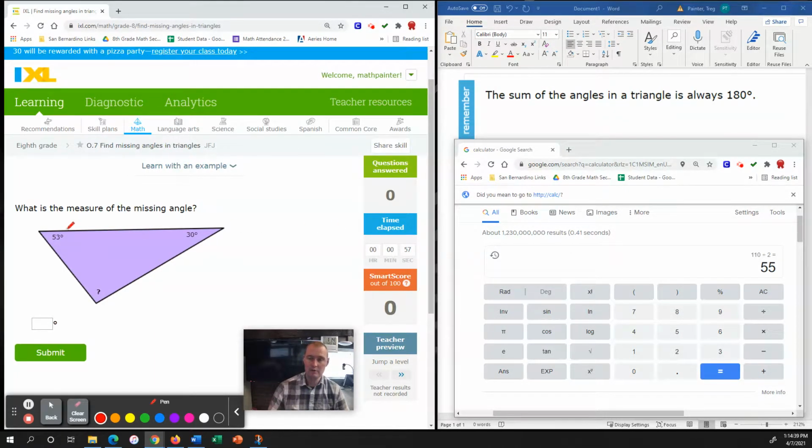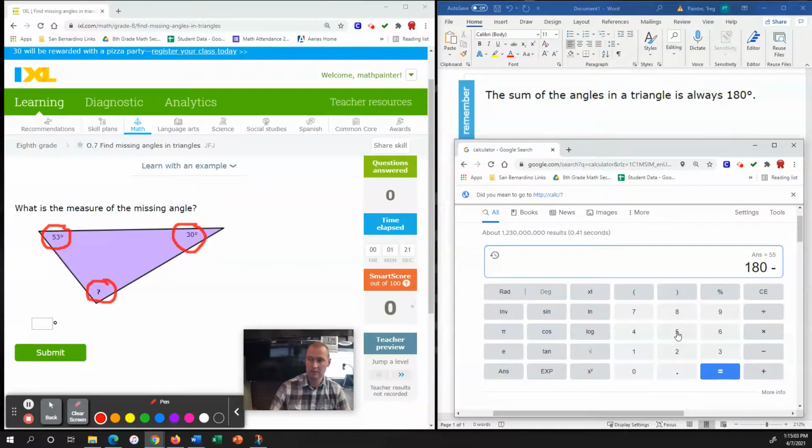Okay, taking a look at this beautiful purple triangle, we have two angles. We have an angle of 53 and an angle of 30. Remember, all three angles have to add up to 180. So by taking the opposite, I can easily find what the remaining angle is. So in my calculator, because all three angles add up to 180, I'm going to go ahead and put in 180.